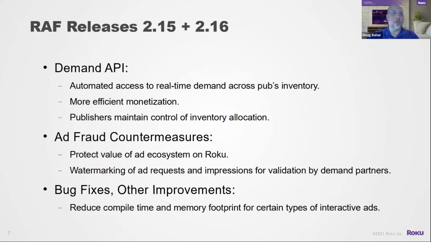So one of the ways we're doing this is through watermarking of ad requests and impression pixels. And this is done through RAF, and it allows the pixels and ad requests to be validated by IVT vendors, so you can be sure that they originated on a Roku device.